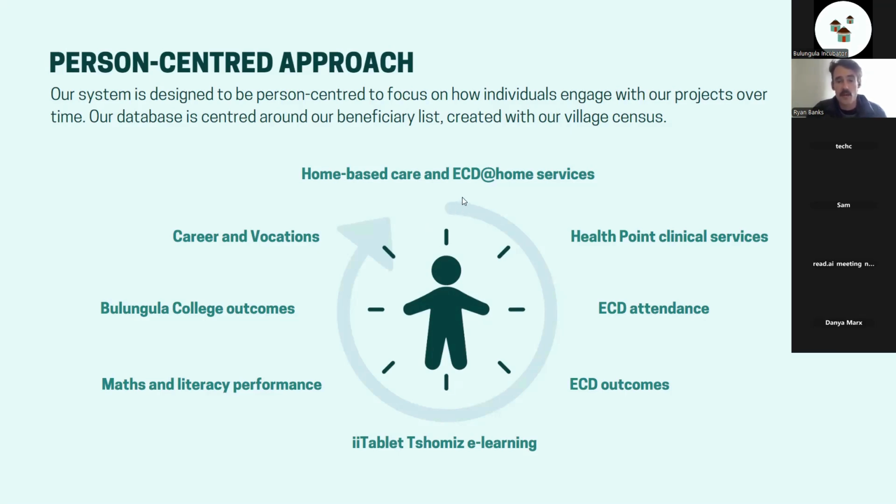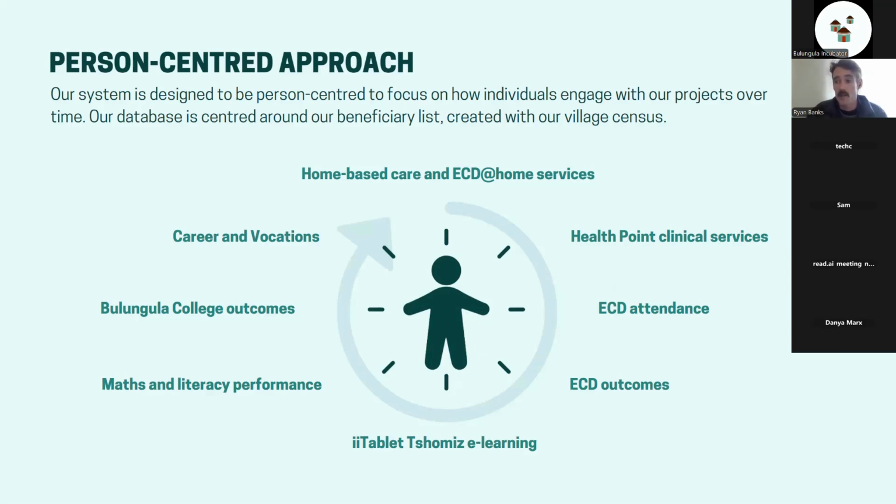So in the surrounding fact tables, which are represented by these little headings here, one of these tables would have all the data relating to every single health consultation that's ever taken place at the Bulungula health points, which is this little heading here. While in another table, you would have all of the data related to a learner's performance in one of our e-learning programs. And using this unique identifier, we can build a picture of each beneficiary's engagements with the various BI programs.